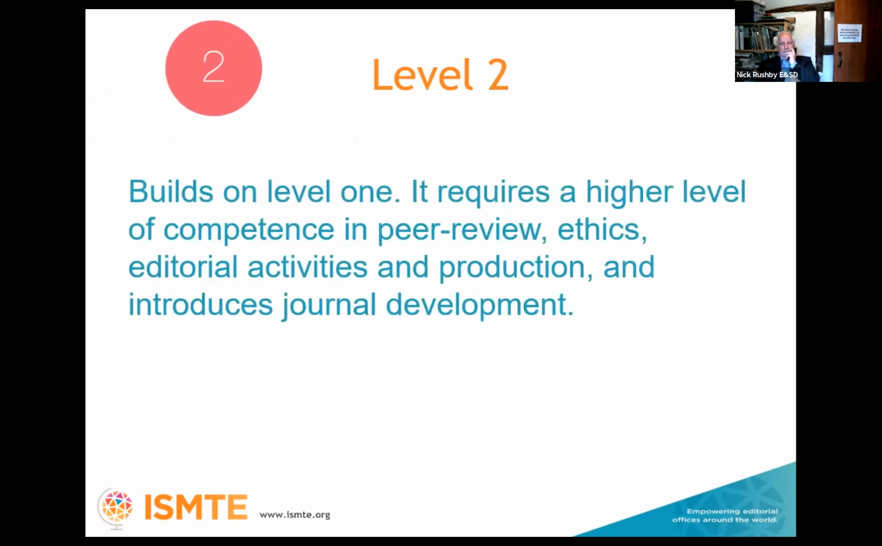The second level of the standards framework builds on level 1. It requires a higher level of competence in peer review, ethics, editorial activities and production, and introduces journal development.